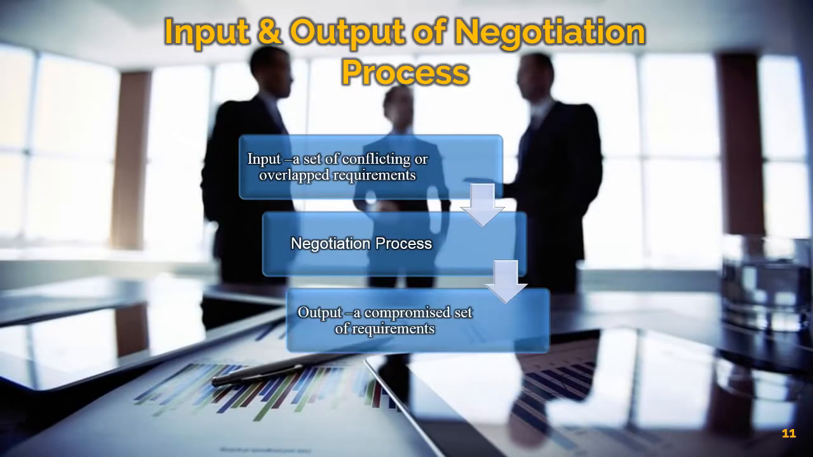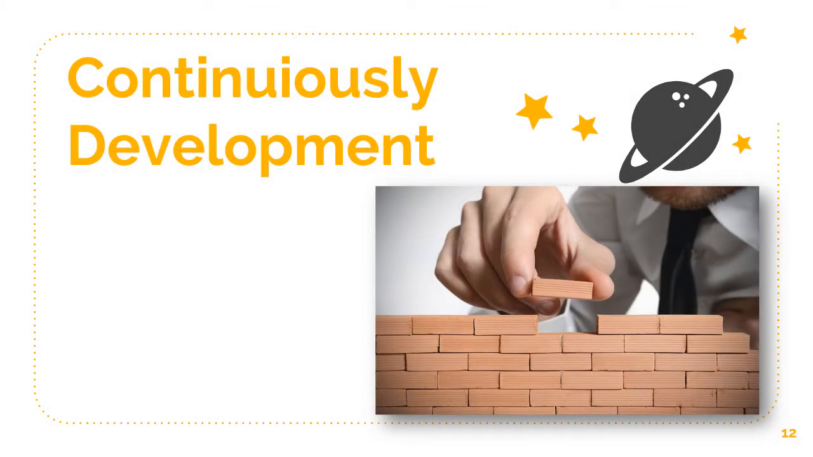Input and output of the negotiation process. The input of the negotiation process is a set of conflicting or overlapped requirements. After the negotiation process is done, the output is a compromise set of requirements, and this output becomes an input to another process of requirements engineering, which is requirements specification.